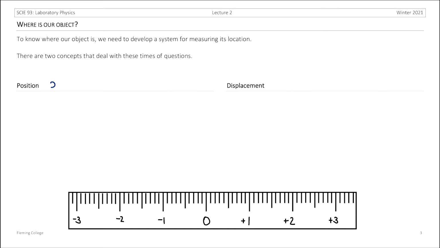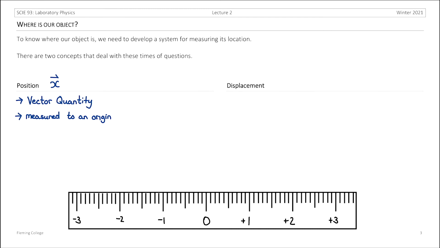Let's look at this concept of where our object is in a little more detail. To know where an object is, we need to develop a system for assessing a numerical value to its location. There are two concepts that deal with these types of questions: position and displacement. Position is represented with an X that has a little vector arrow over top. This should signify to you that position is a vector quantity. When we're talking about position, we will measure our position back to an origin.